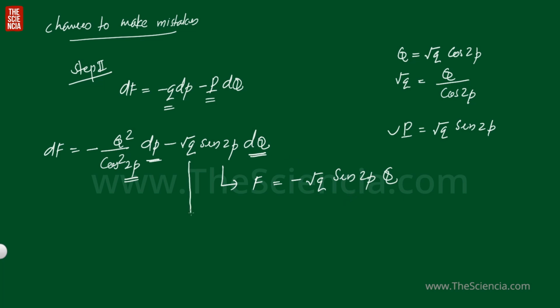Why? Because this root q is a function of capital Q, that is Q by cos 2p into sin 2p into dQ. So now when you are integrating with respect to dQ, you have to consider this Q term. Sometimes maybe you think this is independent of capital Q, so you find this as the answer. But actually that root q is a function of capital Q, so you have to substitute for that one, then only you integrate, then only you get the correct answer. Okay, so this is a common mistake, so please be careful.